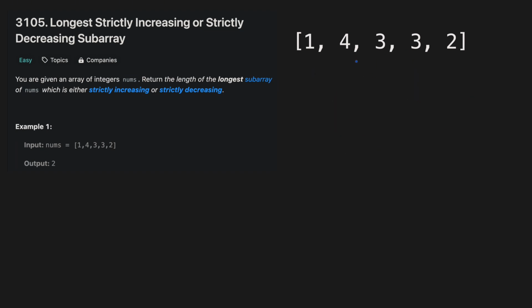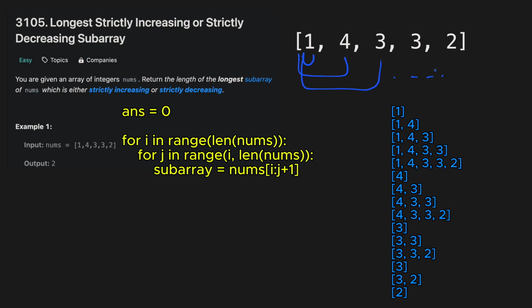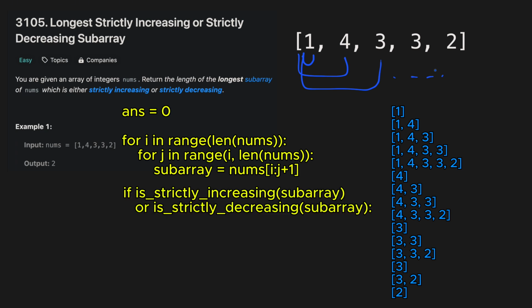Now in terms of solution, one of the naive approaches can be that we generate every possible subarray of the given array nums. For example, for this array we can generate subarrays as 1, 1 4, 1 4 3 and so on. And then for each subarray, we need to check if it is strictly increasing or decreasing. For example, subarray 1 is strictly increasing or decreasing since it's just one element. 1, 4 is strictly increasing, 4, 3 is strictly decreasing, and so on. And the length of the longest subarray will be our answer. And in this example, we have those as 1, 4 or 4, 3 or 3, 2, each of length 2. So we will return 2 as our answer.